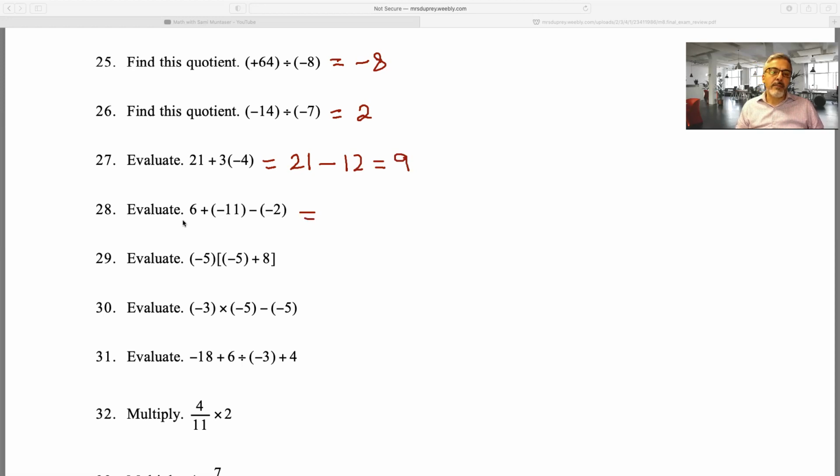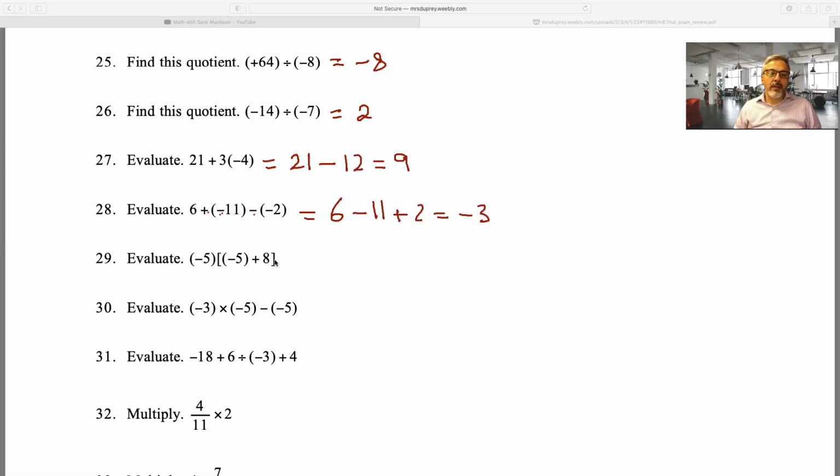Here, some students like to do it this way. I personally like to change this to 6. Positive and negative here give you minus 11. Minus and negative here will give you plus 2. So 6 minus 11 is -5. -5 plus 2 is -3.